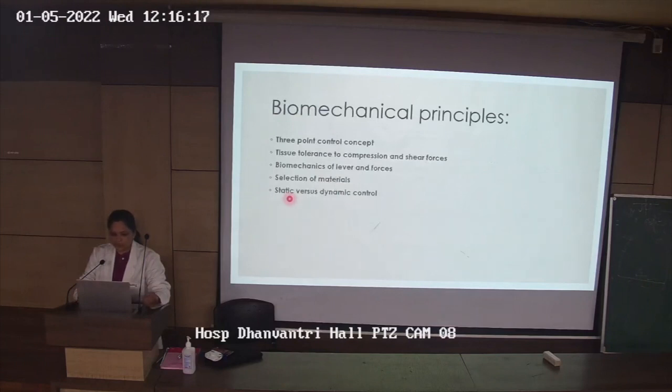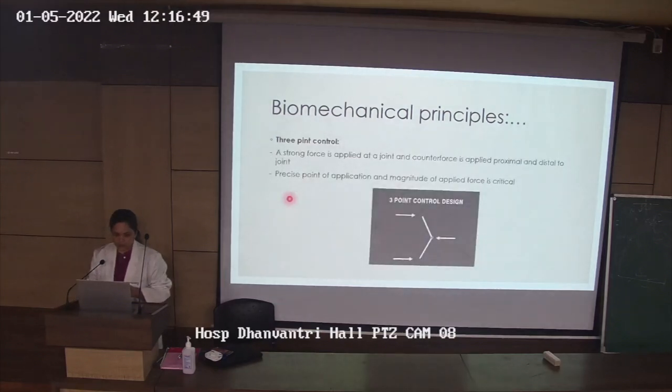The basic biomechanical principles of the orthosis: the first one is the 3-point control concept, then the tissue tolerance to compression and shear forces applied by the orthosis, biomechanics of the lever and forces, as physics always helps in these things, and the selection of material from which we will be making the orthosis. According to the environmental conditions, we have to choose different materials according to the disease and the condition of the patient. Then whether we should prescribe a static or dynamic control.